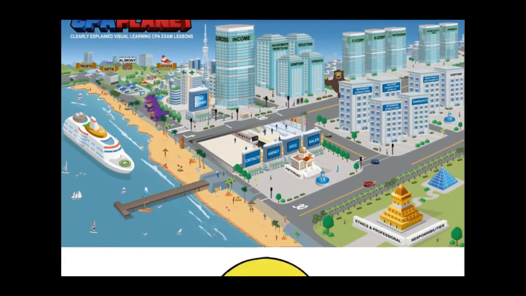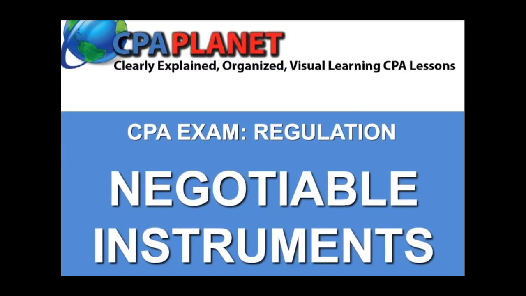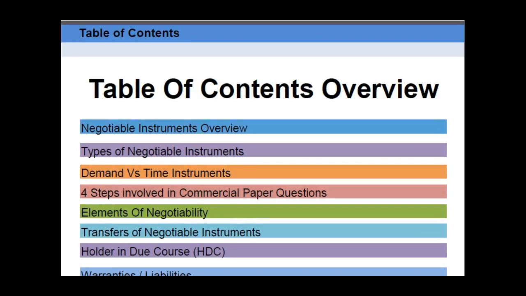Hi everybody, today we're going to talk about negotiable instruments. We're mostly going to talk about types of negotiable instruments and the 4 steps involved in commercial paper questions that you'll find on the CPA exam.